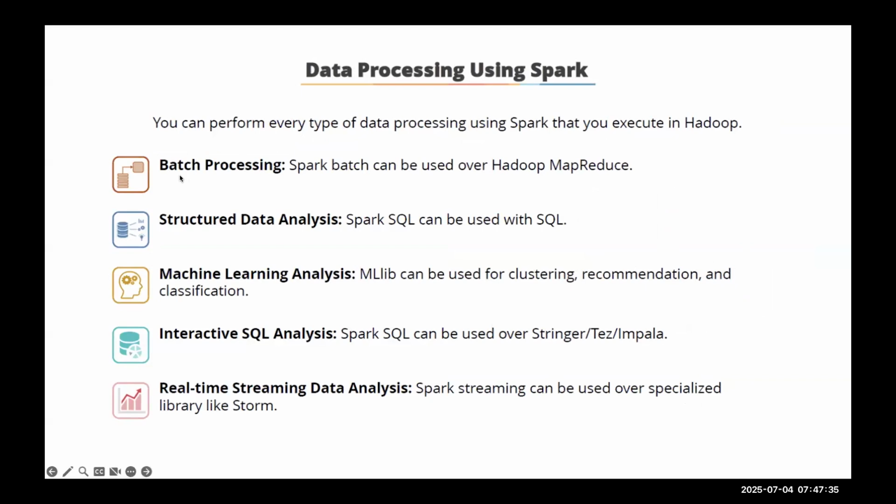I told you about the real time, right? There are two things: batch processing and real time processing. So what is batch processing? For real time processing, I gave you the example of sensors and e-commerce, right?